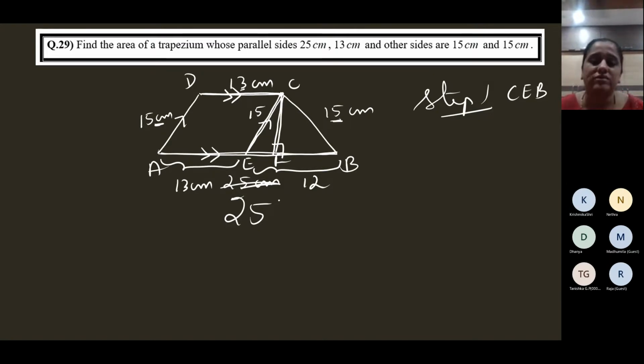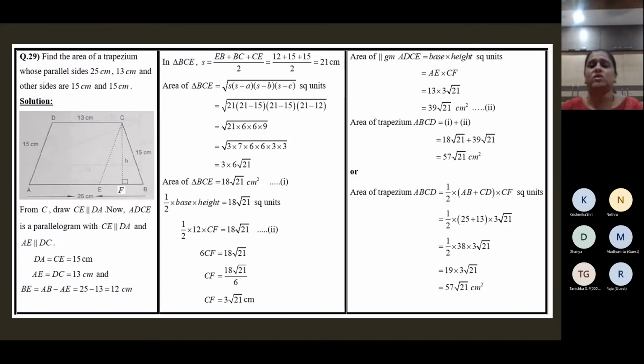And what is CF? It is the height of the triangle. It's the distance between the parallel sides of the trapezium. So now that you got CF, you can directly find the area of the trapezium, half the sum of the parallel sides into the distance between them. But in some schools, teachers also do it by finding the area of the parallelogram and the triangle. I've worked both, but you can go with whichever is comfortable for you.